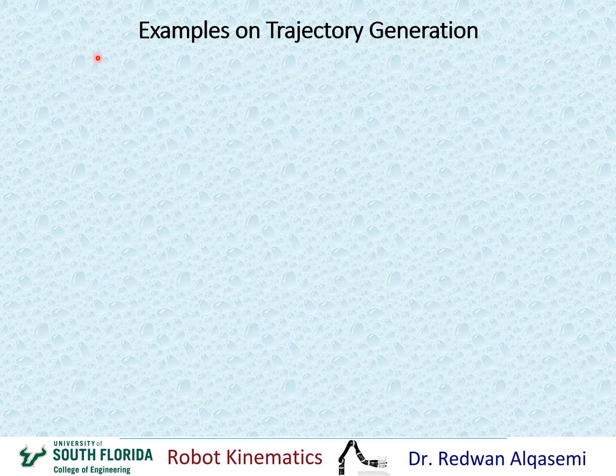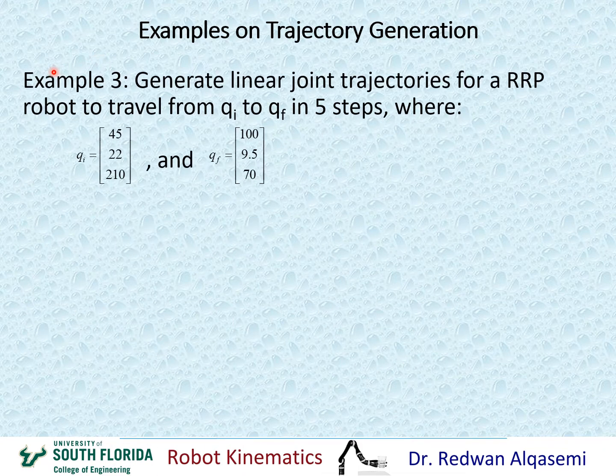Let's take an example here on joint trajectories in the joint domain. Example 3, generate linear joint trajectories for a RRP robot to travel from Q initial to Q final in 5 steps, where Q initial is given here and Q final is given right here. Now I want you to notice here that this robot is an RRP robot. That means revolute, revolute, and prismatic joint. So the revolute joints have angles in degrees, and then the prismatic joint have distance in units of distance.